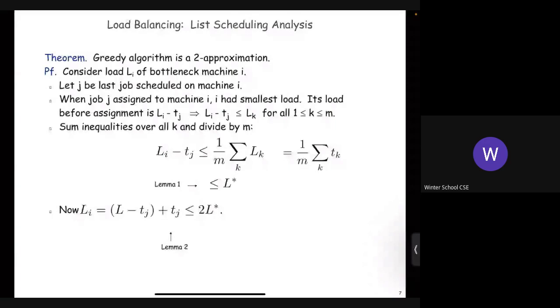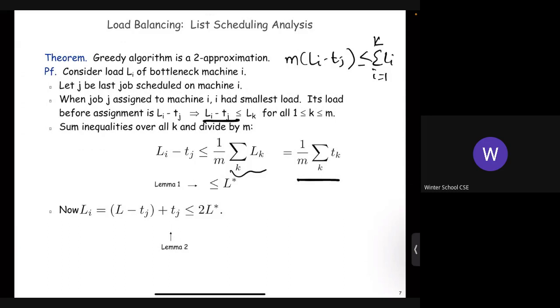That's it. So basically, you take this inequality and you sum them for all k. So you will get m times Li minus Tj less than or equal to the summation of Lk, k equal to 1 to n. And I wrote Li minus Tj is less than or equal to 1 over m times that quantity, right? But what is the summation of Lk? The summation of all times, right? So that's it. This is okay.